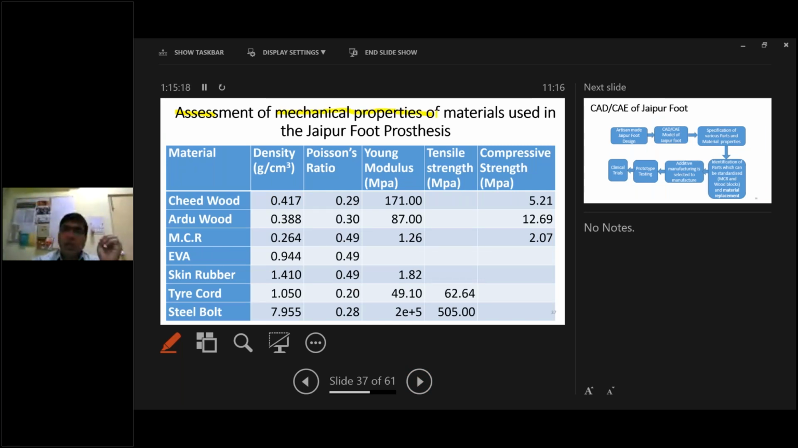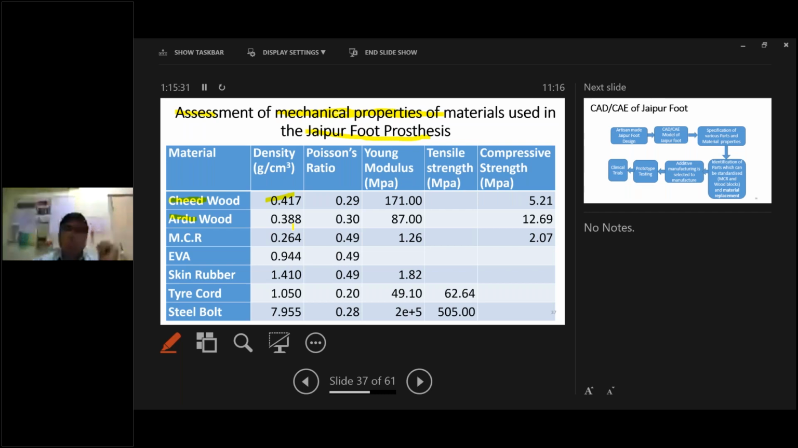Say Jaipur foot processes. So what was the wood? He used this Cheat wood and Ardu wood, and we wanted to know, by using the STM, Instron, UTM, what are the properties of that particular material. Similarly, microcellular rubber, EVA also we wanted to know parallelly. Skin color, what are the properties? Tire board, steel board, those properties were identified.